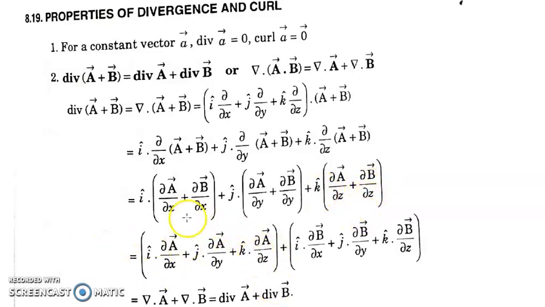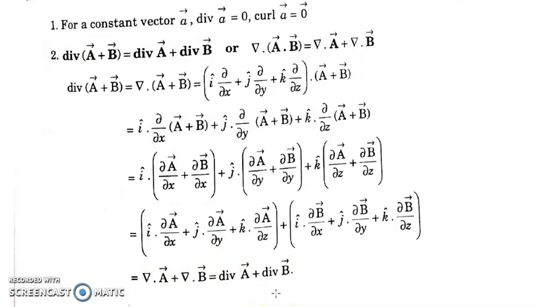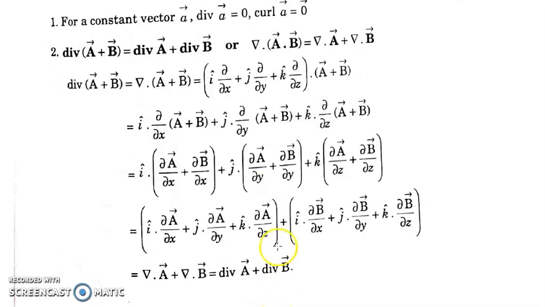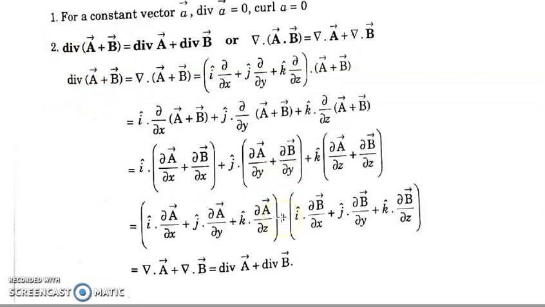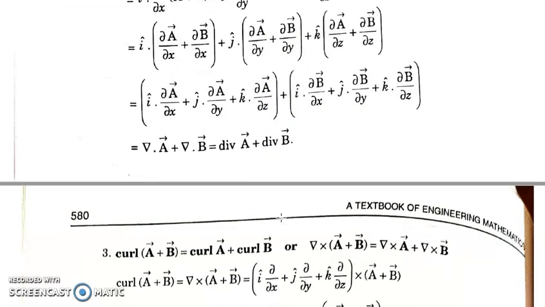Taking the components of A, it comes like this. And these are the components of B. So this is in the form del dot A and this is del dot B. Del dot A is divergence of A and del dot B is the divergence of B. So that proves the first result: divergence of A plus B is equal to divergence of A plus divergence of B.